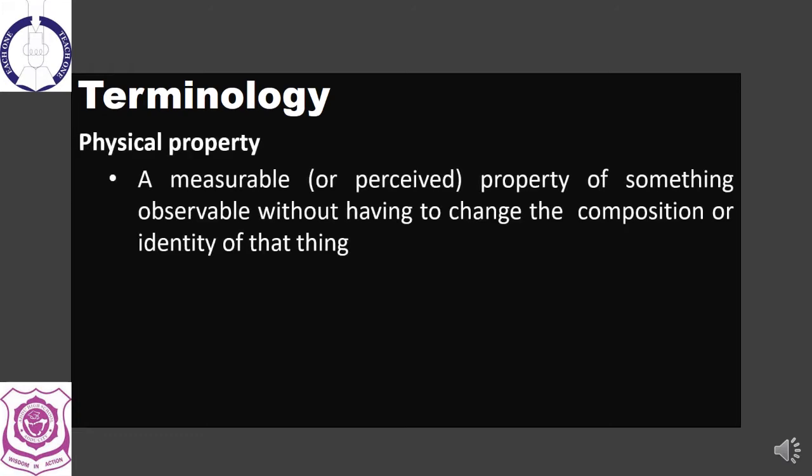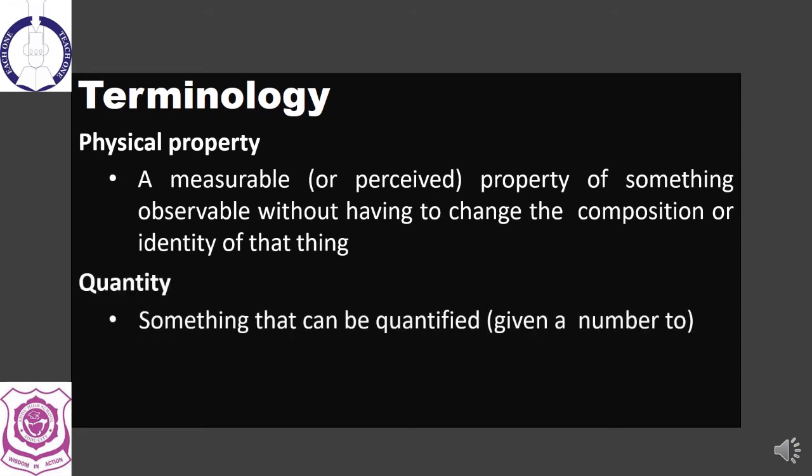Before we delve into the lesson, let's have a look at the frequently used terms. The first is physical property, which is defined as a measurable property of something observable without having to change the composition or identity of that thing. It means that if we can measure something that can be seen or felt or detected, then that is called a physical property. Next is quantity, which is something that can be quantified. For example, if there is a bag which has 5 chocolates, then 5 is the quantity.